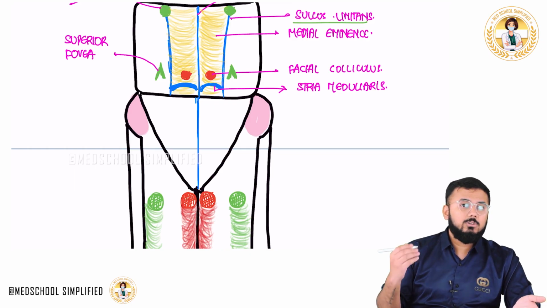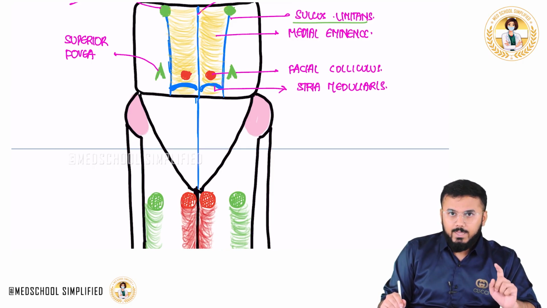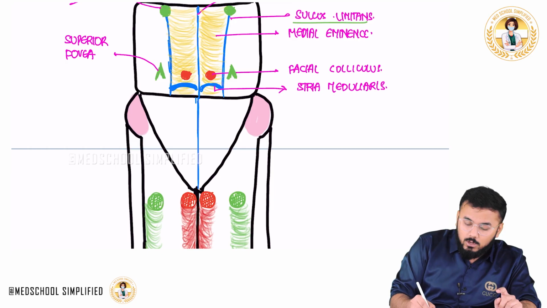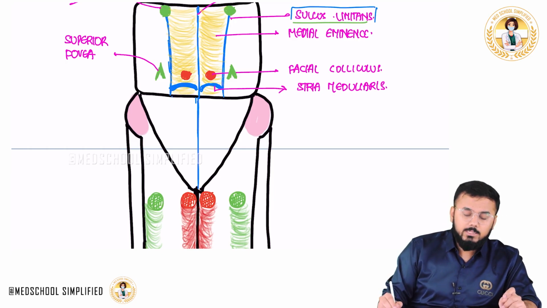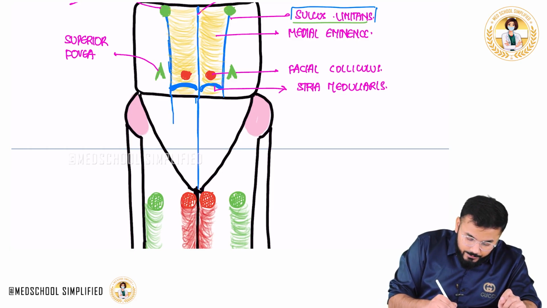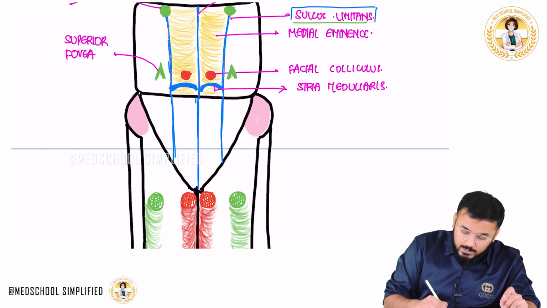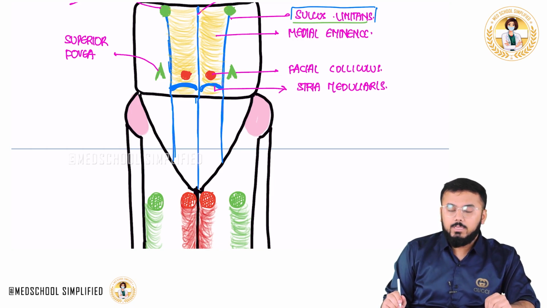So the median sulcus from the pons is continuing as median sulcus in the medulla oblongata, but which side, anterior side or the posterior side? This is the posterior or the dorsal view, right? So it is on the posterior side. In the same way, there are two more sulci on either side of the median sulcus. What are they? They are called as sulcus limitans, right? Sulcus limitans is also continuing as sulcus limitans in the medulla oblongata.